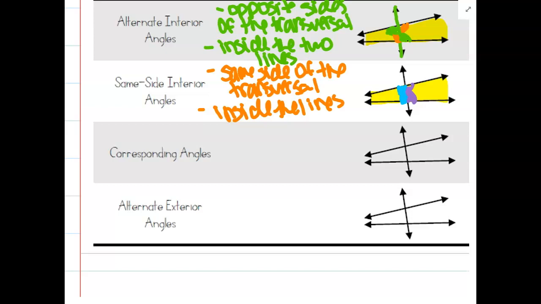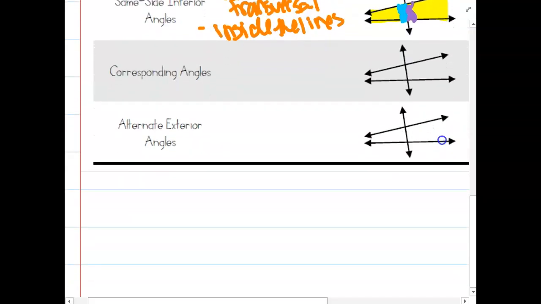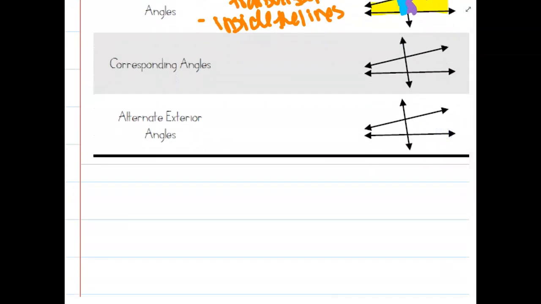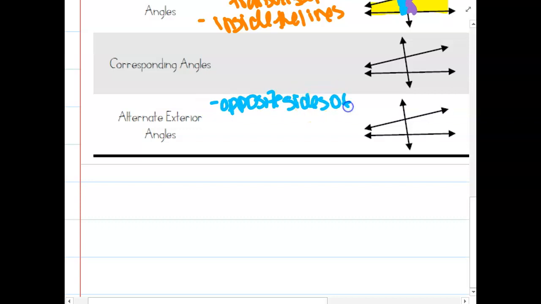Now let's come back to the corresponding angles later. Let's jump down here to alternate exterior angles. Alternate, like the first one, if they're on alternate sides, it means that they're going to be on opposite sides of the transversal.